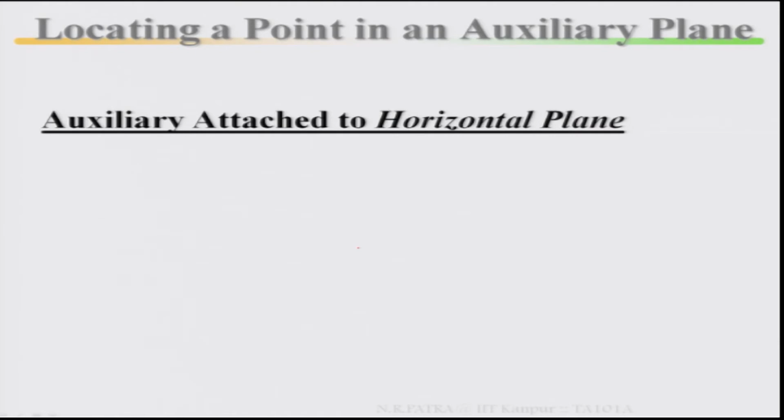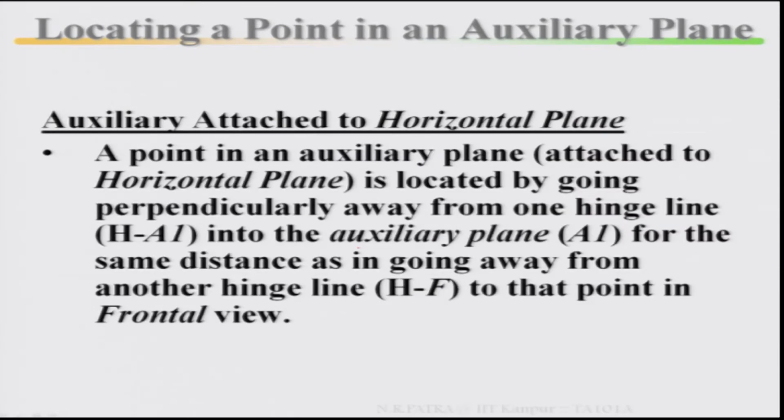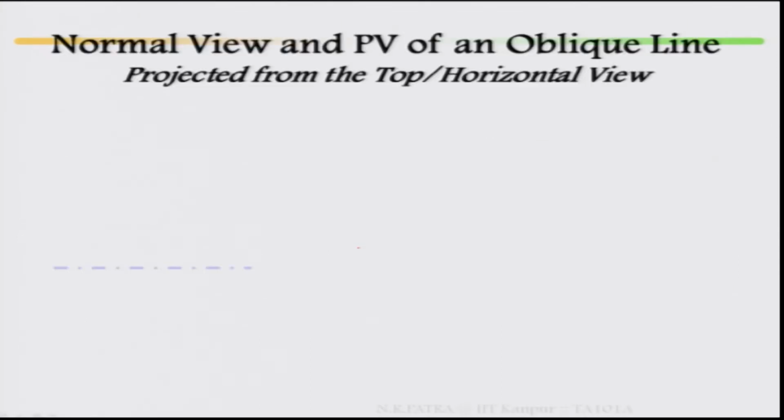For an auxiliary plane attached to the horizontal plane, a point in the auxiliary plane is located by going perpendicularly away from one hinge line, that is HA1, into the auxiliary plane A1 for the same distance as in going away from the other hinge line HF to that point in the frontal view. Look at here, this is your front view.